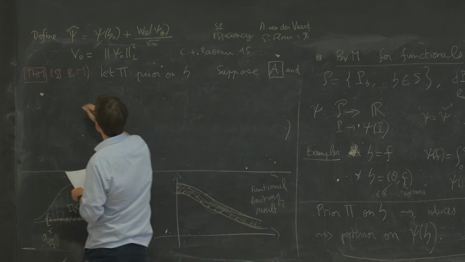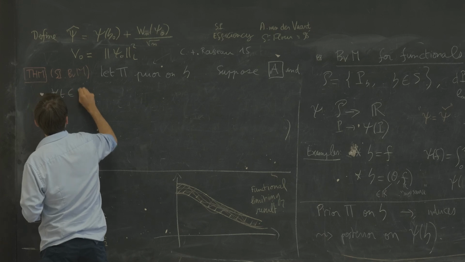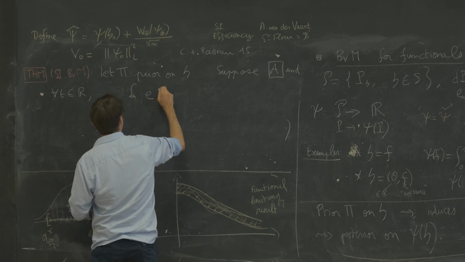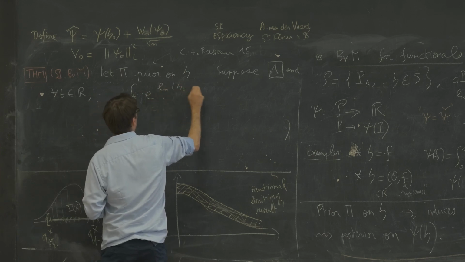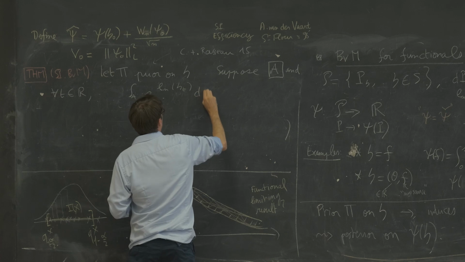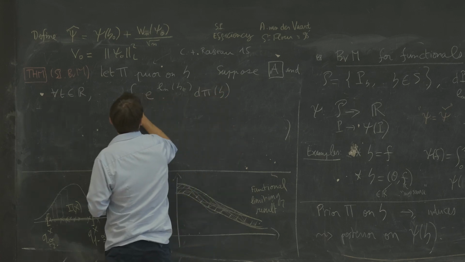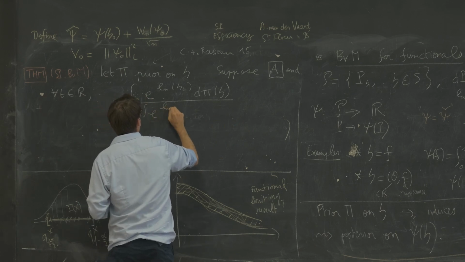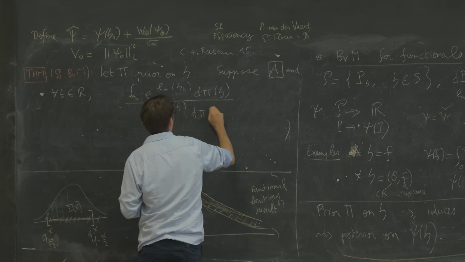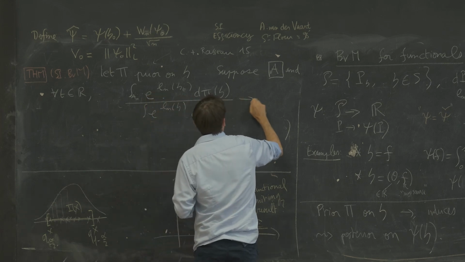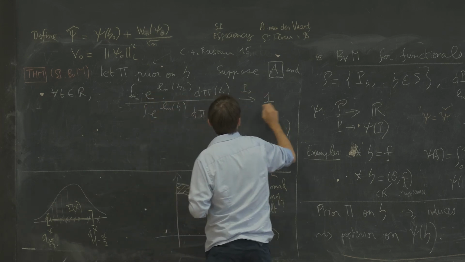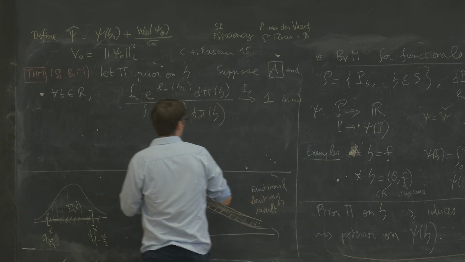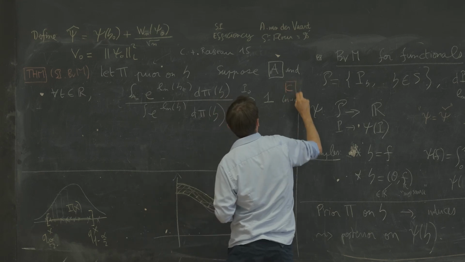and that you have the following condition. For all real t, we have that a certain ratio, the integral over A_n of e^{l_n(eta_t)} d pi(eta), divided by the integral of e^{l_n(eta)} d pi(eta), goes to 1 in P_0 probability as n goes to infinity. I will call this condition C, like a change of variables.